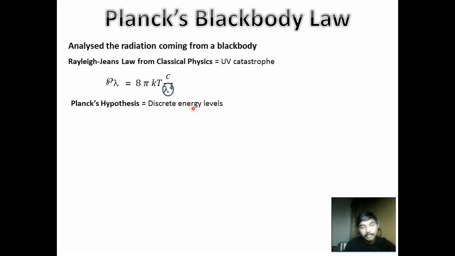He came up with the hypothesis which says that energy is not smooth. The energy levels are not smooth, they are discrete energy levels, and only in these discrete energy levels could energy be exchanged. And he came up with this marvelous formula, and what I want you to notice are these two factors, 1 by lambda to the power 5. So instead of 1 by lambda to the power 4, he had 1 by lambda to the power 5.